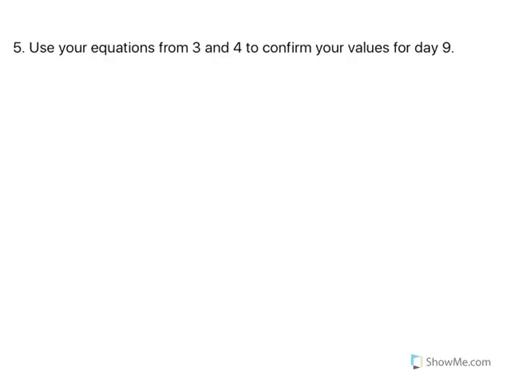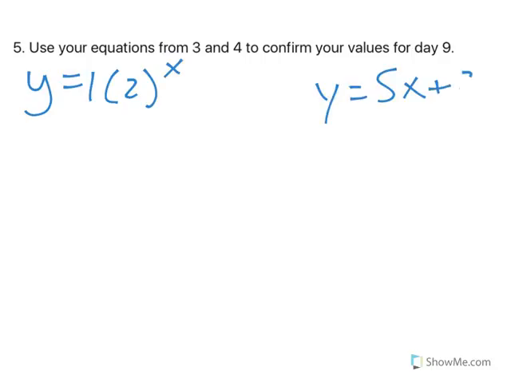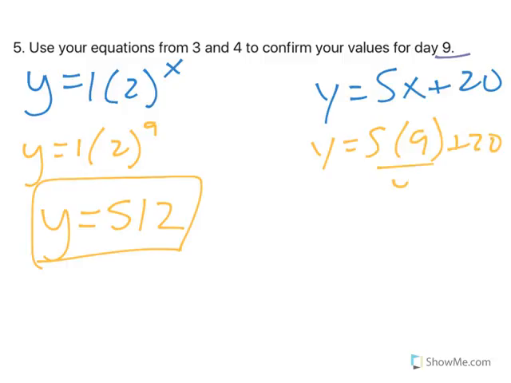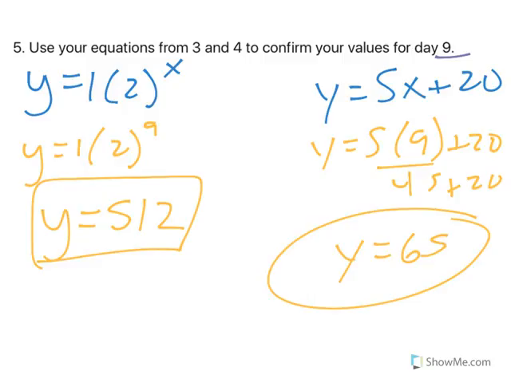Now, I do want to use the equations from 3 and 4. So our original, y equals 1 times 2 to the x, and then y equals 5x plus 20, for day 9. Let's just check this out for day 9. If I plug in 9 for x, 2 to the 9th power gives me 512, which is exactly what our table said. And if I plug in 9 over here, 5 times 9 is 45. 45 plus 20 is 65, which again is exactly what our table said.